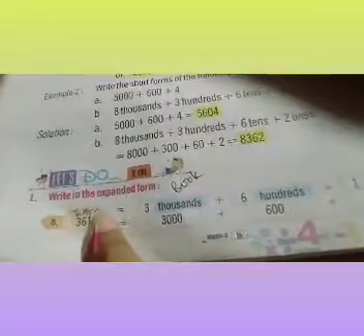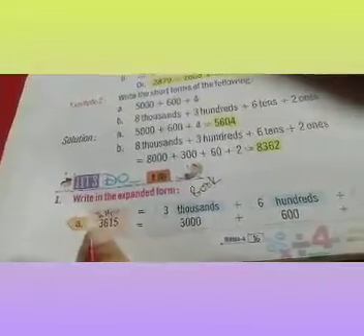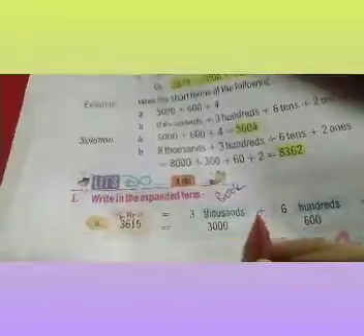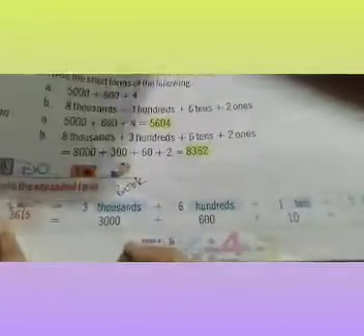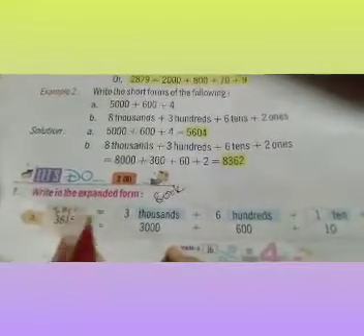5 is at the ones place, 1 is at the tens place, 6 is at the hundred place, 3 is at the thousand place. So now we continue with the left hand side. 3 is at the thousand place, so we will write 3000 plus 600. 6 is at the hundreds place, so we will write 600. 1 is at the tens place, so we will write 1 ten or 10. 5 is at the ones place, so we will write 5 ones or 5. This is for the example.